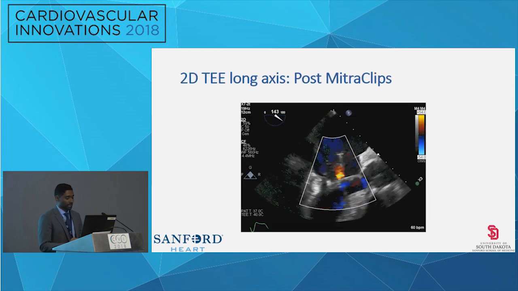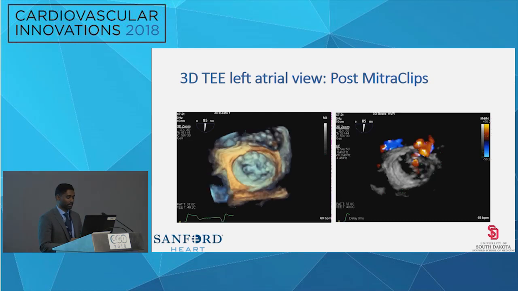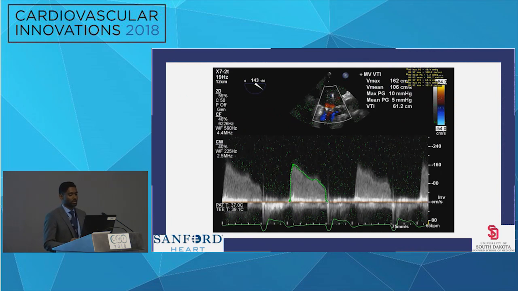As you may see, the mitral regurgitation severity decreased significantly, mild mitral regurgitation per the color flow imaging here. And this is the 3D imaging showing the almost equally spaced 3 orifices and very mild mitral regurgitation. And post-procedure, her mean gradient was 5 mmHg, which is acceptable.